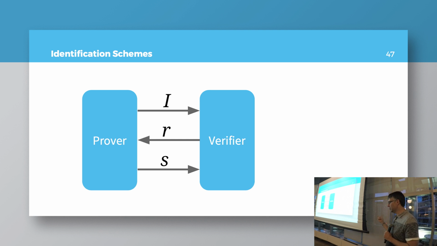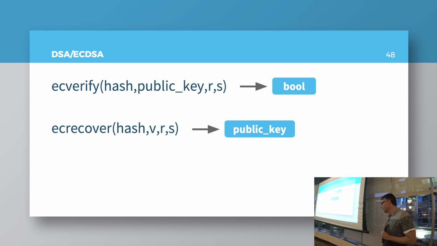So there are different ways of converting these interactive identification schemes into non-interactive signatures. The main one that's used is called the Fiat-Shamir transform, and it's basically just an algorithm for taking this and converting it into something non-interactive. So we can use that to get what we really want, which is a thing where we take a transaction.